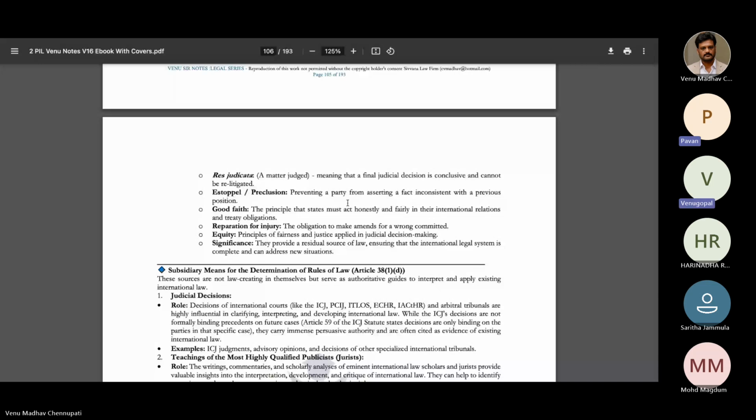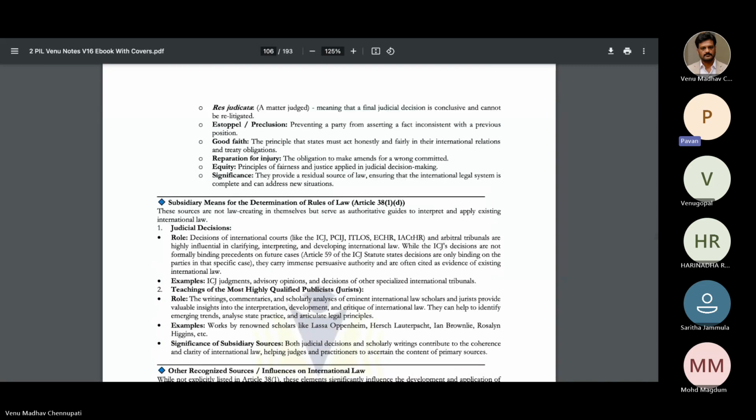Subsidiary means for the determination of rules of law, Article 38(1)(d). These sources are not law-creating in themselves but serve as an authoritative guide to interpret and apply existing international law. Judicial decisions: decisions of international courts like the ICJ, PCIJ, ITLOS, ECHR, IACtHR, and arbitral tribunals are highly influential in clarifying, interpreting, and developing international law.